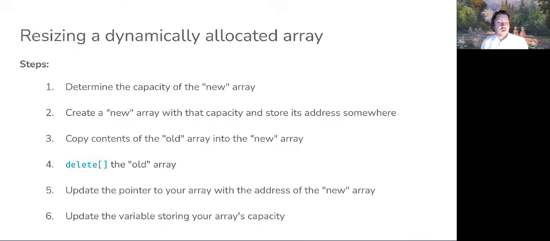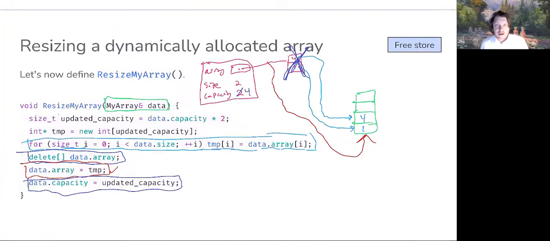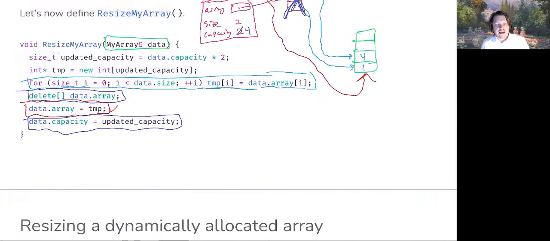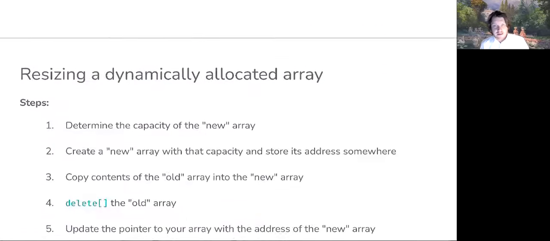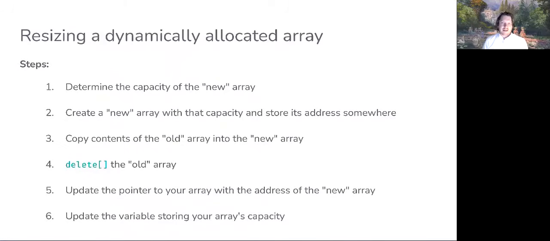And then we update the pointer of the array with the address of the new array. That's what we did here when we said data's dot array is now equal to temp. It's now storing the base address of the newly dynamically allocated array. And finally, we update the variable storing our array's capacity to reflect the new capacity. We did that with data.capacity equals updated capacity. And at this point, you've effectively resized a dynamically allocated array.